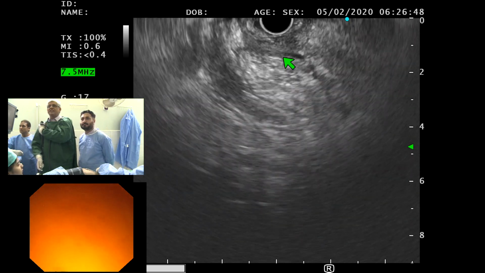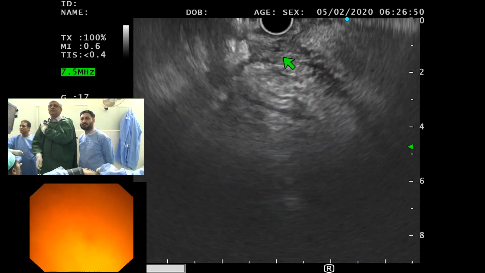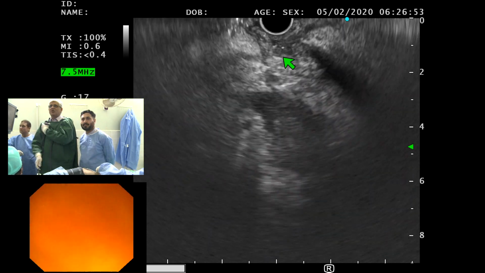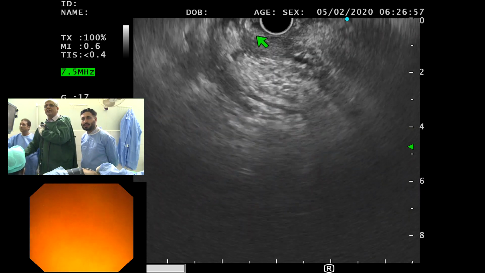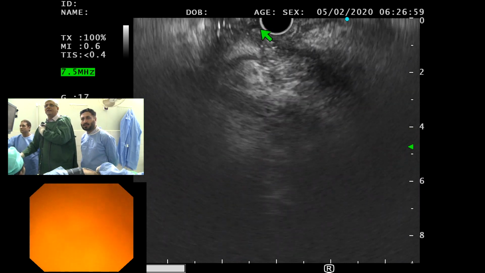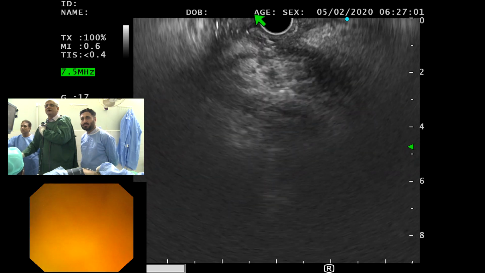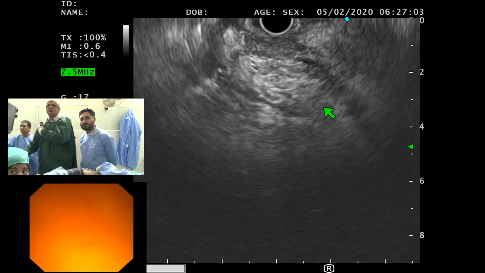So I can't see anything here in the uncinate. Okay, I can't see a mass here, or this would be the ampullary area, right? This is the duodenum there. You can see air and debris there, and this is what you do.